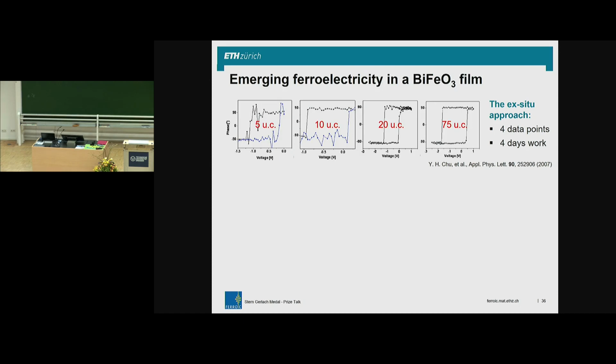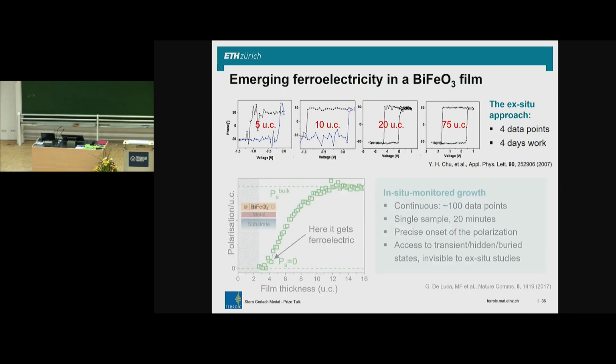When you wanted to grow a thin film and make it properly ferroelectric, in the past you would grow different films at different thickness. You take them out of the chamber, you characterize them ferroelectrically, and then you need 4 days to basically have 4 data points. We do it during the growth.